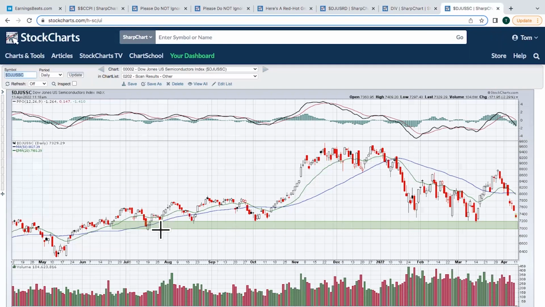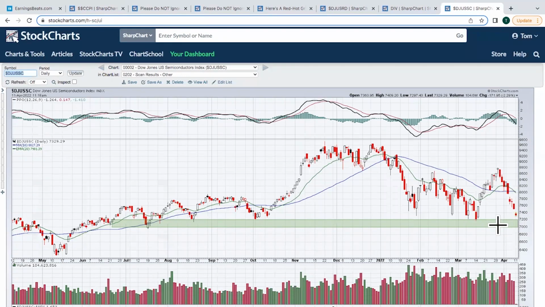If you look back over the last 10 months, we have had multiple bottoms on the semiconductors between 7,000 and 7,200. We are now down 73 and change. We were just at 8,800 2 weeks ago. So we are rapidly coming back down and about to challenge this area.